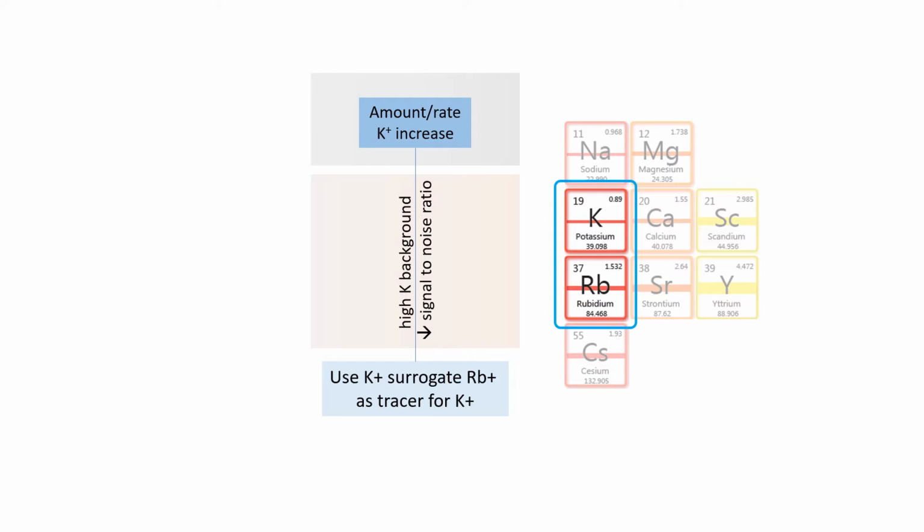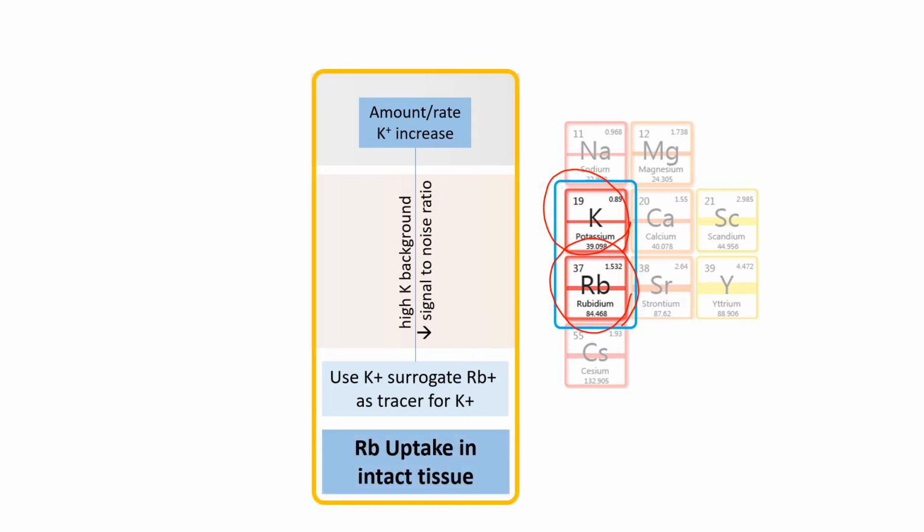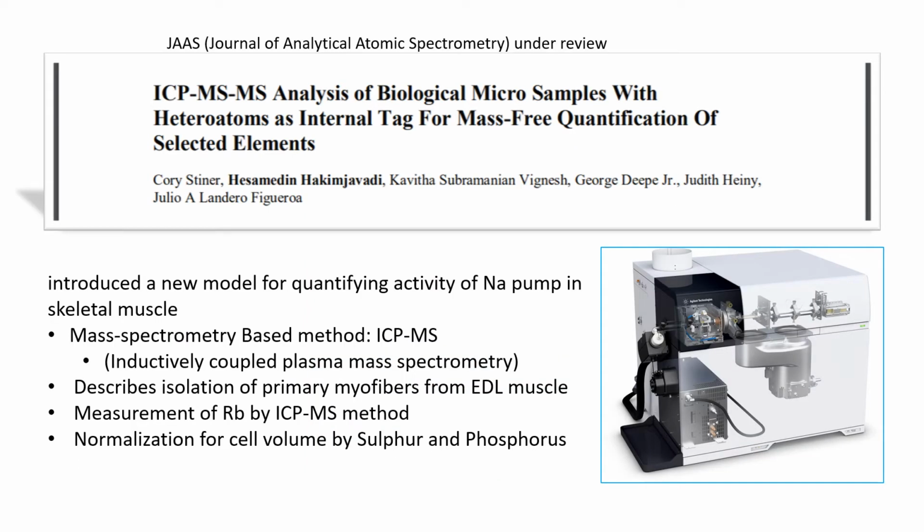And in the case of potassium increase intracellularly, there is a high potassium background inside the cell, which reduces the signal to noise ratio. In this case, instead of using potassium, we use a potassium surrogate, rubidium, as a tracer for potassium. And for some experimental reasons that are beyond the scope of this presentation, this rubidium uptake method is considered the gold standard method of quantifying the pump activity. But even this method has its own limitations that we described in this paper.